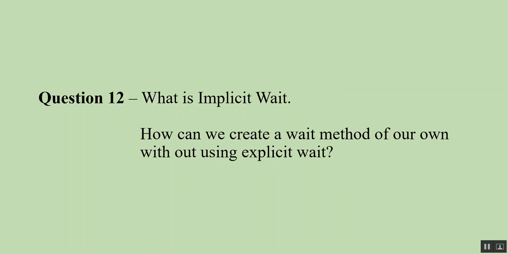Moving on to question number 12, what is implicit wait and how is it different from explicit wait? When will we be using the implicit wait and when will we be using the explicit wait? If you know about implicit wait, then I want to create a method of my own without using any explicit wait so that I can find whether an element exists or not. I should not use an explicit wait, but I can use any other function other than Thread.sleep, and I want to create a method of my own. So is it possible?